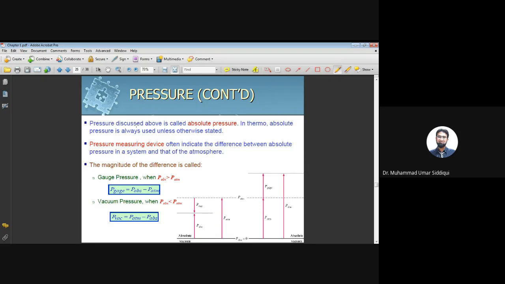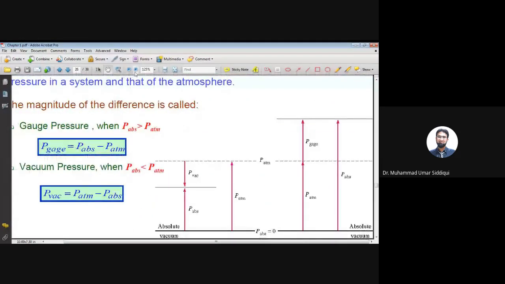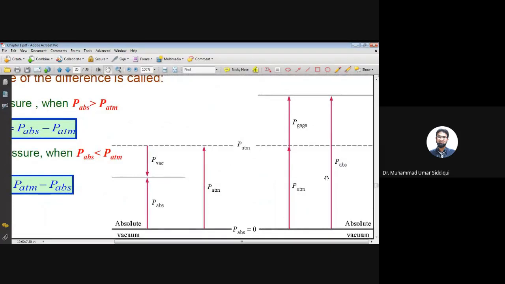Let me zoom in so that you can see this picture here. This is important. What I'm saying is that suppose you want to measure the pressure of air in the tire. You go to the market, you buy an instrument that can measure the pressure, known as a pressure gauge. The pressure gauge is not going to give you absolute pressure. It's going to give you gauge pressure. Now the question is, what is gauge pressure? Gauge pressure is basically the pressure relative to atmospheric pressure. How much a pressure is higher than atmospheric pressure, this is gauge pressure. This is the point you need to understand.